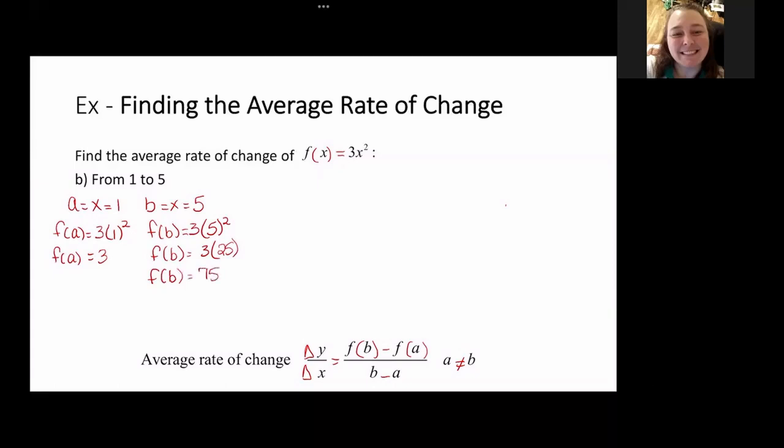Let's put it into our rate of change equation. So I've got 75 minus f of a, which is 3, divided by b, which is 5, minus a, which is 1. So I've got 72 over 4, which is 18. The answer is 18.